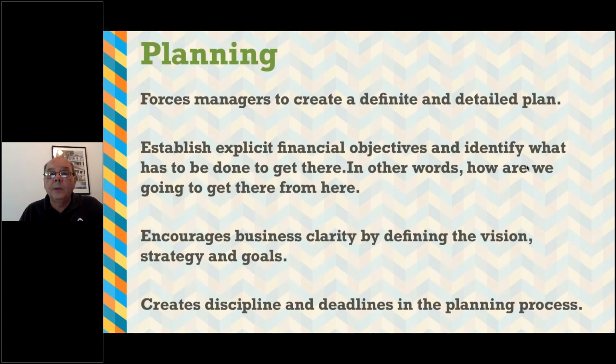So, the planning part to this. We know what a model is, but the planning aspect really does several things. Number one, it forces the managers to create a detailed plan on what they're going to achieve for the upcoming year. In order to make this thing work, you need to have very explicit financial objectives. And this basically is going to show you how to get from here to there while meeting your various strategic goals.